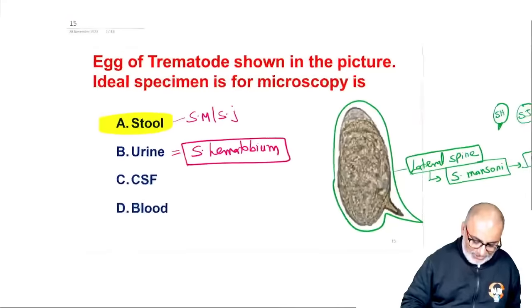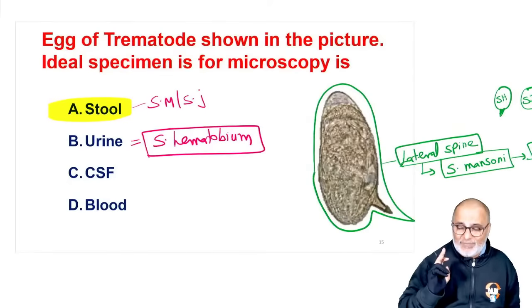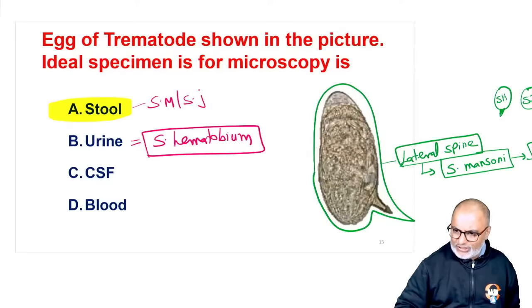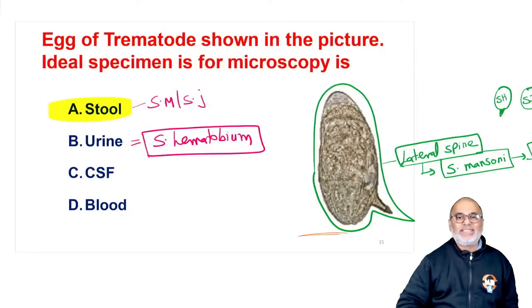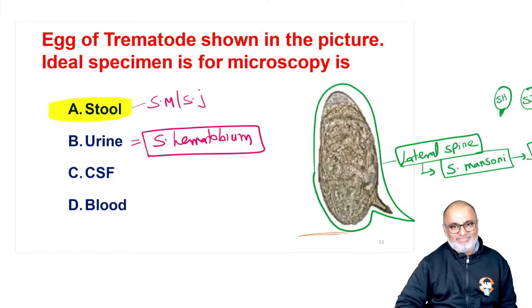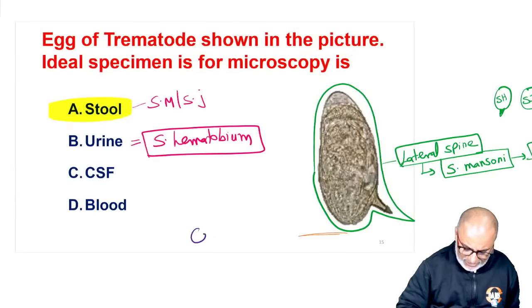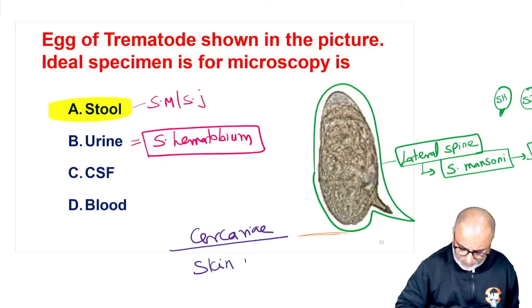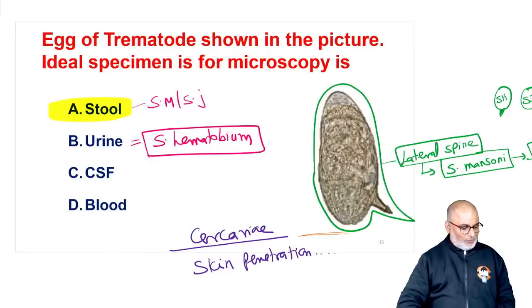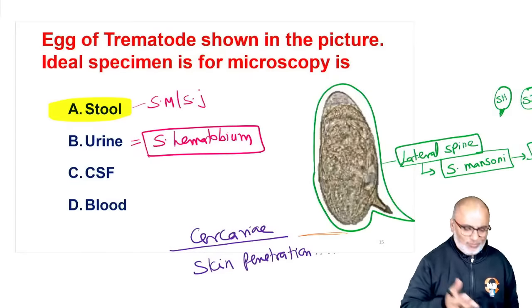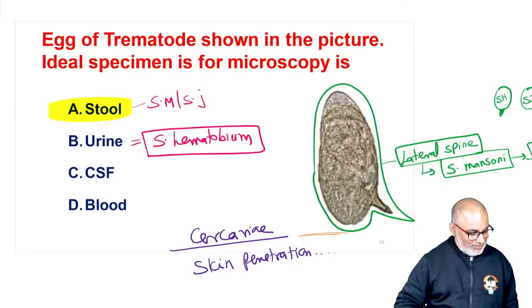Next, even if you identify properly, I may ask a question: what is the infective stage of this pathogen? Or what is the mode of transmission? Infective stage is cercariae. Mode of transmission, skin penetration. Like that, the question may be anything. The question may be, it causes swimmer's itch. Yes, Siddharth Garg. Okay, right. Frenzy, beautifully answered.